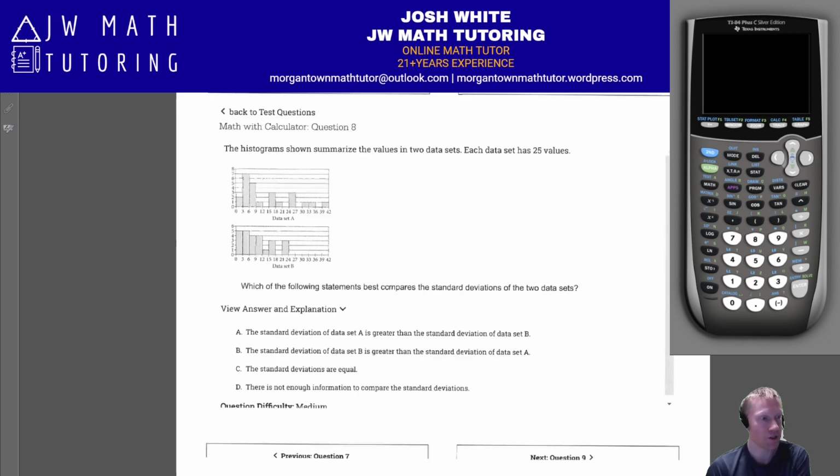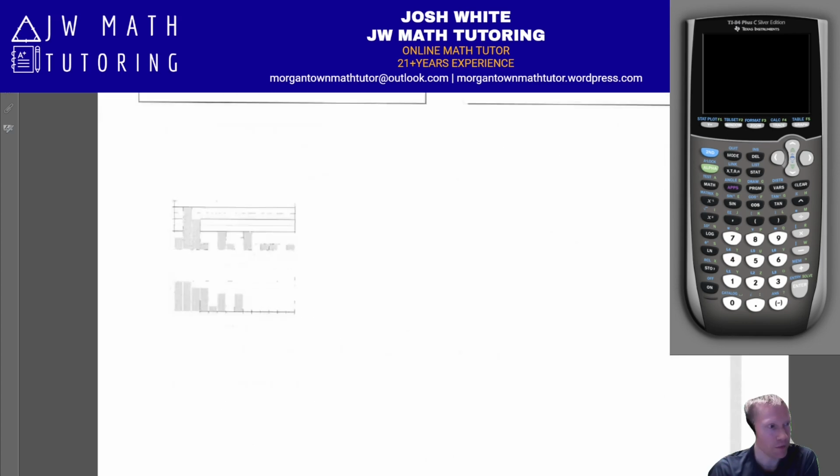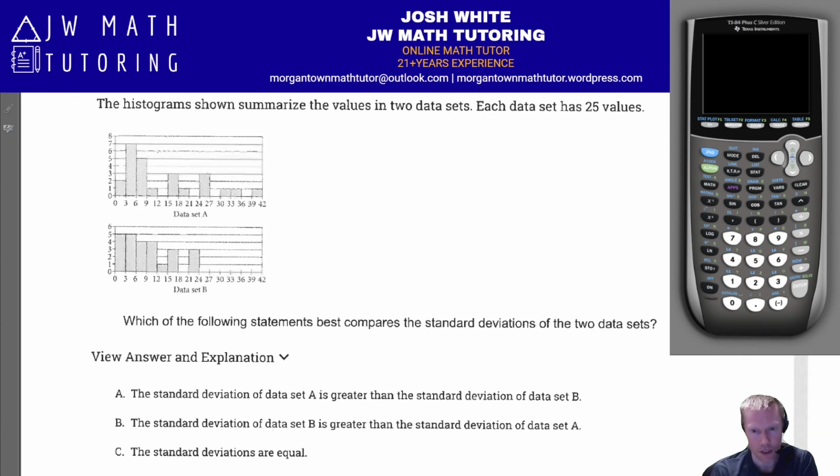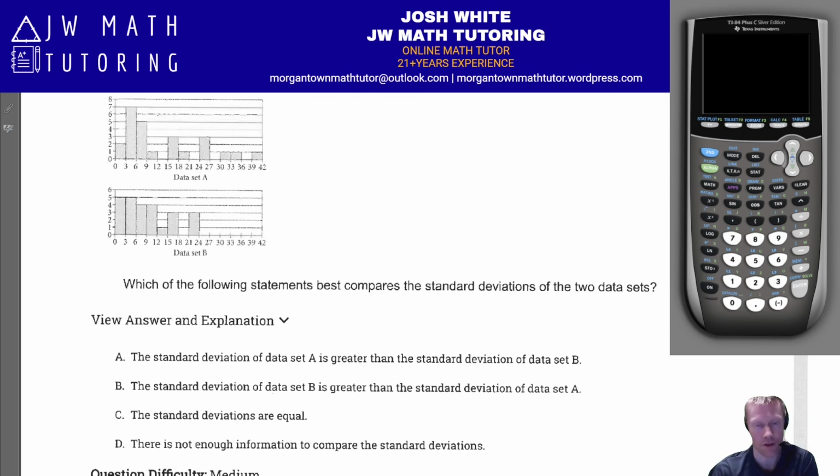All right, next question, number 8. Here we have two histograms. They ask us questions about the standard deviation for dataset A versus dataset B. So now I'm going to zoom in here just so they're a little bit larger on the screen. Okay, so which of the following compares the standard deviations for A versus B? A is greater, B is greater, they're equal, or can't tell.